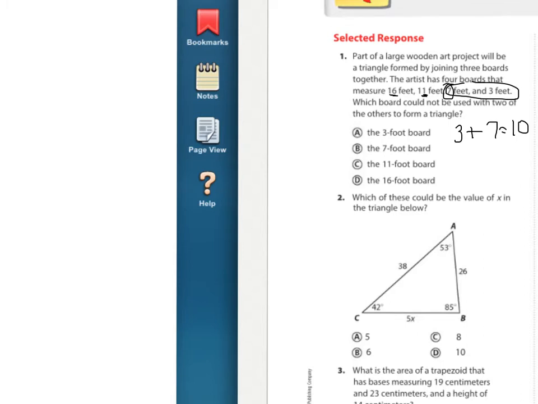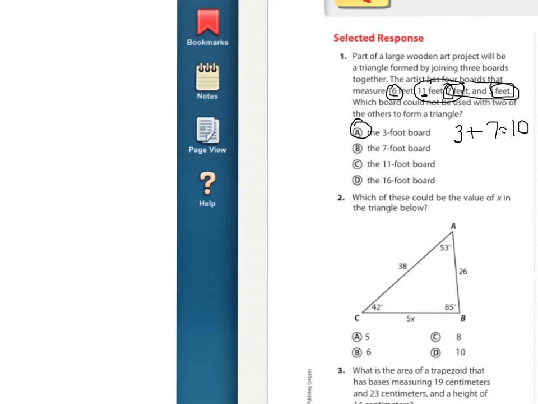collapse. Now, how do you know which one is it? Is it 3 feet or is it the 7 feet? Well, if you take 7 feet and add it to 11, that makes 18, and that is greater than 16. So 7 and 11, both of those would be okay. So it's going to be that smallest one right there, 3 feet.